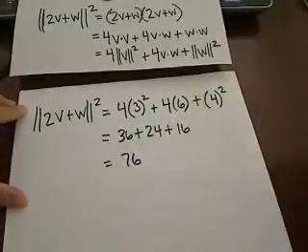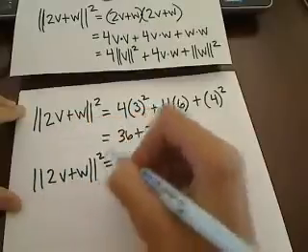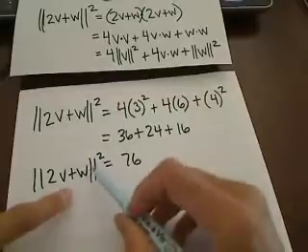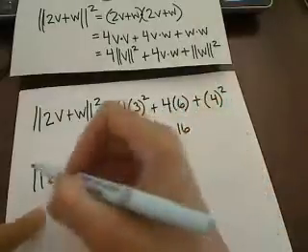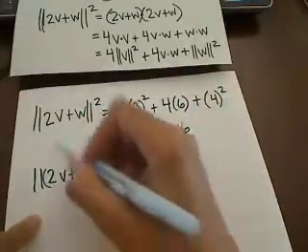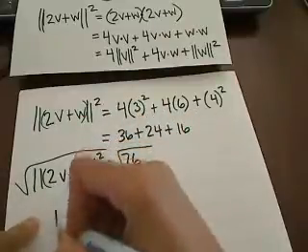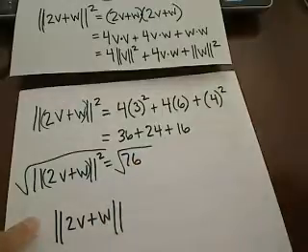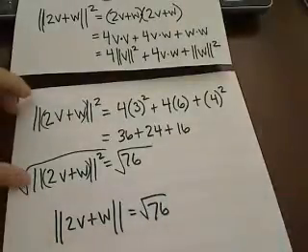So this is 76. Okay, so now this is not what we were actually looking for though, this 2v plus w. We weren't looking for the squared portion, we were just looking for the magnitude of 2v plus w. So I'm going to go ahead and take the square root of both sides. And so that's what's going to give us then this value for the magnitude of 2v plus w. And that's going to then equal the square root of 76.